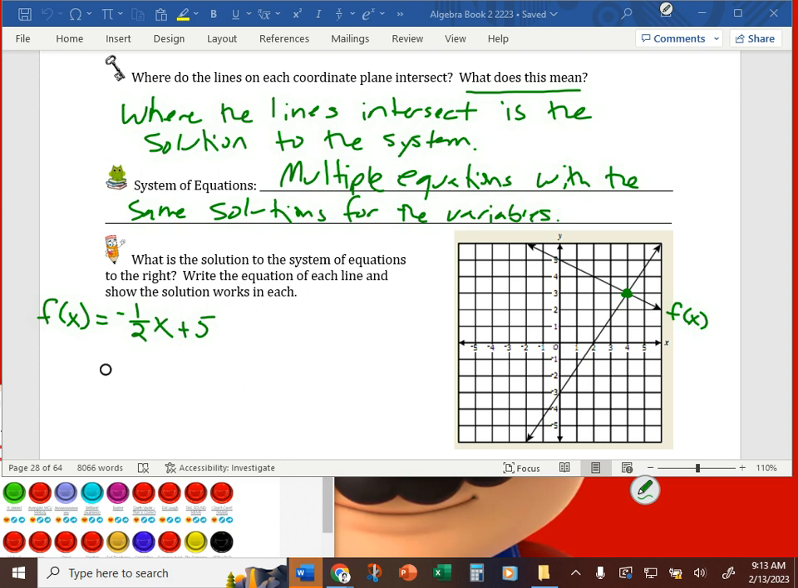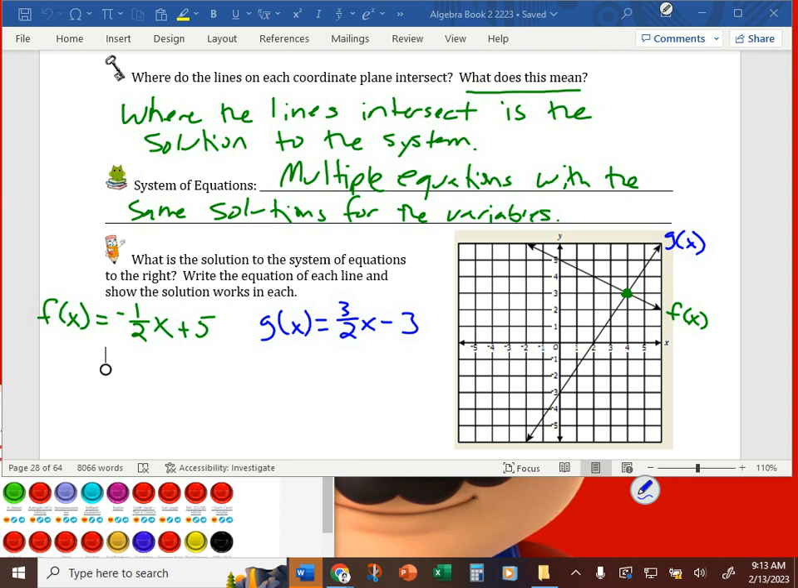Okay. How about g of x? What is the equation for g of x? Colin. G of x equals 3/2 x minus 3. Good. And remember, f of x is really just y, right? But by labeling it f of x, now you know which equation I'm referring to. G of x is just y, but by labeling it g of x, now you know which equation I'm referring to.